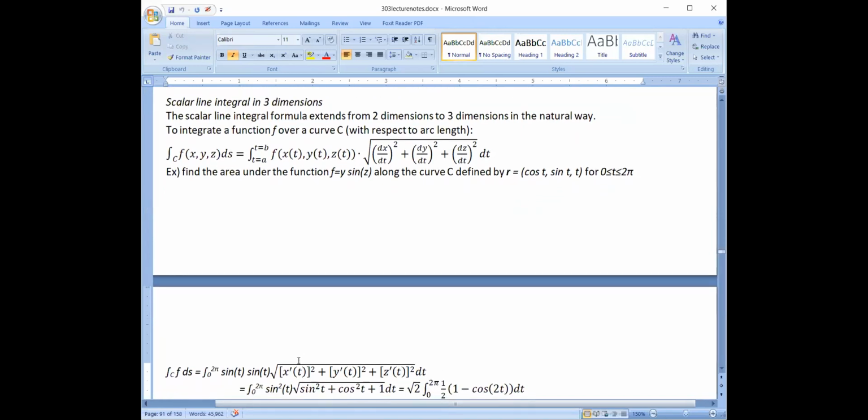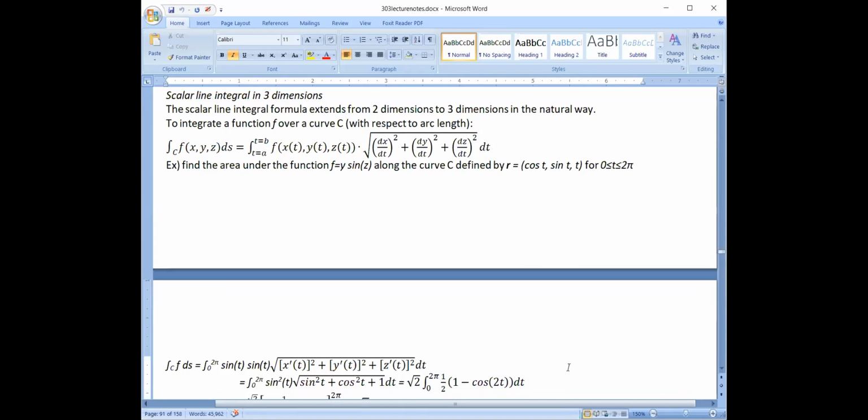So x prime is just negative sine t, y prime is just cos t, and z prime is just 1. So put that all together, and sine squared plus cos squared is just 1, so it's just the square root of 2. So you wind up with the integral of square root of 2 times sine squared t dt. In order to integrate sine squared, we have to use our double angle formula. So that's just right here. It's 1/2 times 1 minus cos 2t.